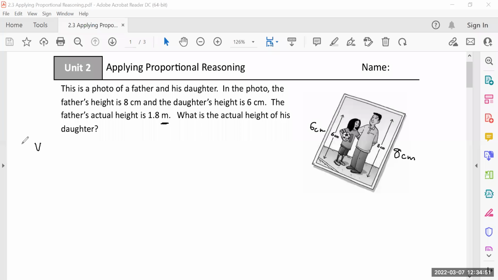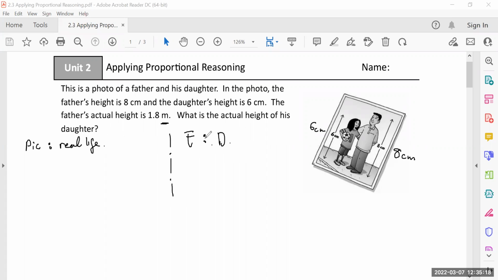I can do picture to real life, right? I can also do, what's another ratio I could do? I could do the father's height to daughter's height as a ratio, right? There's so many different things.